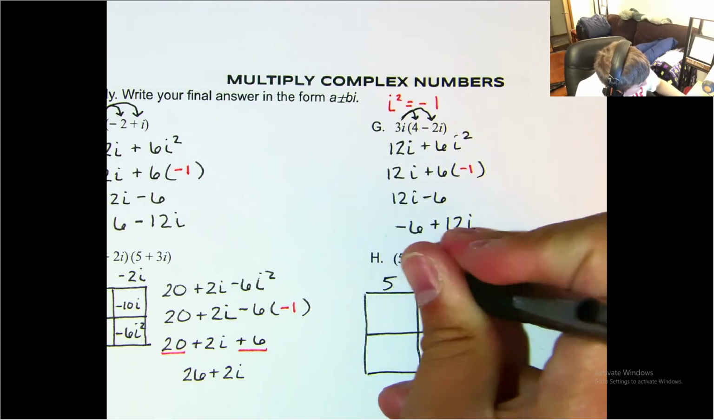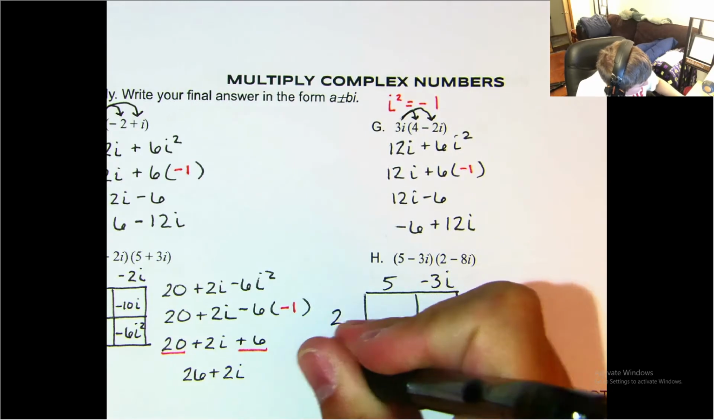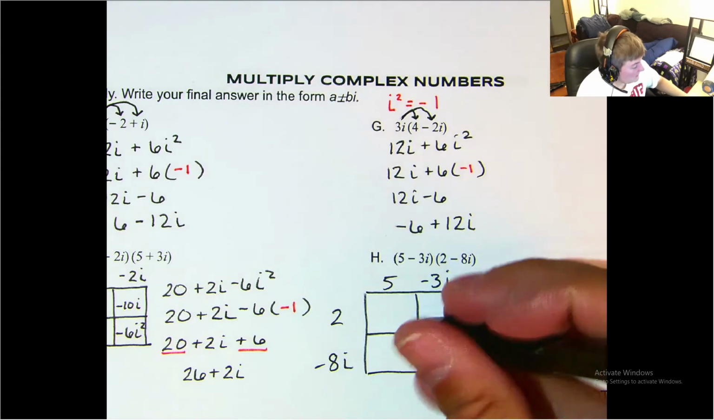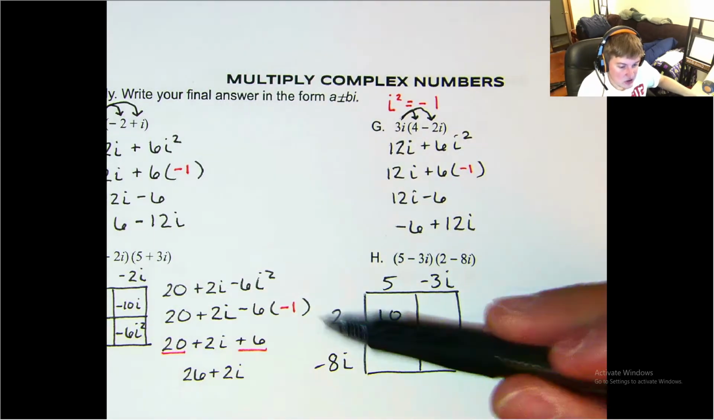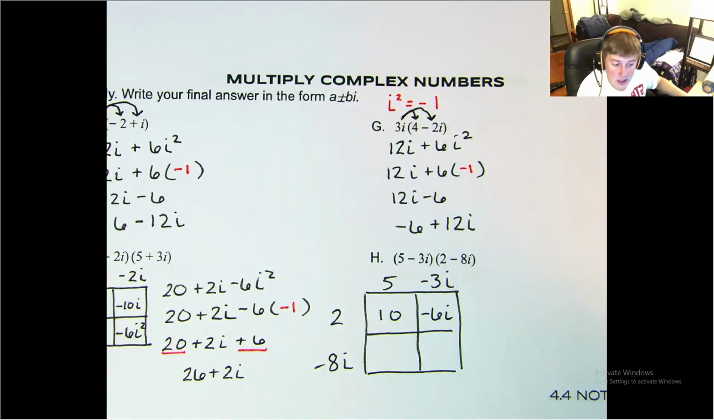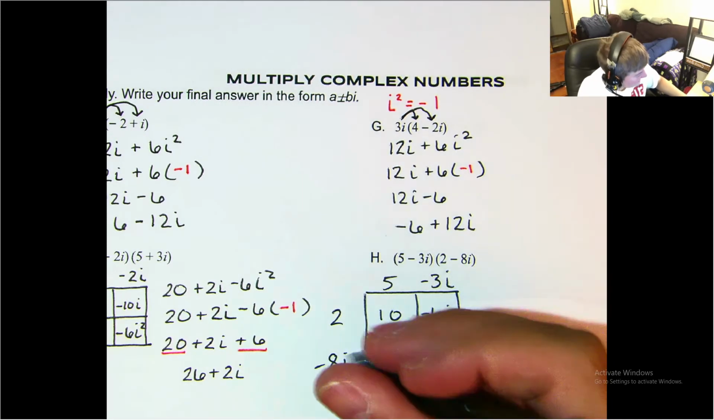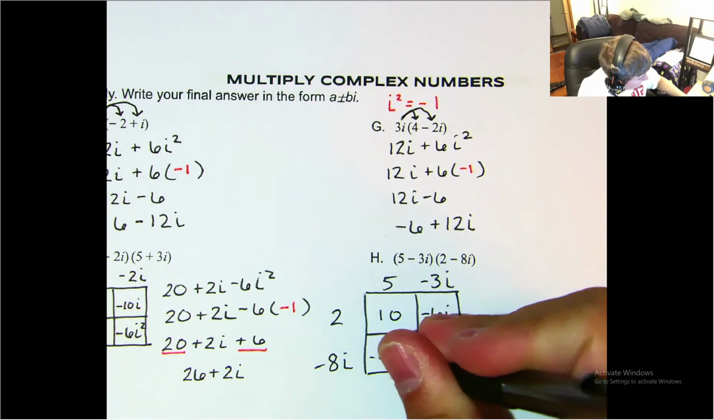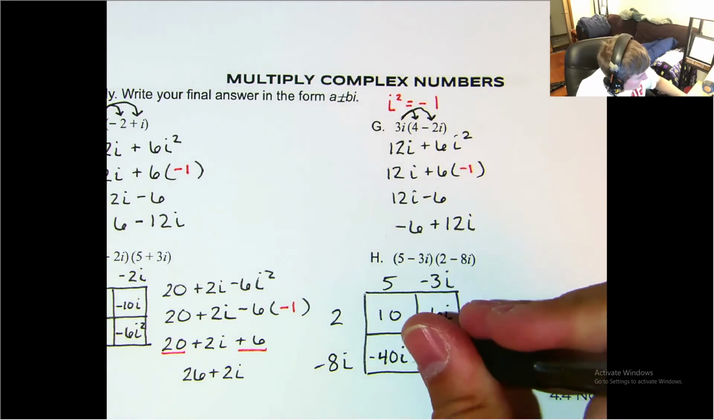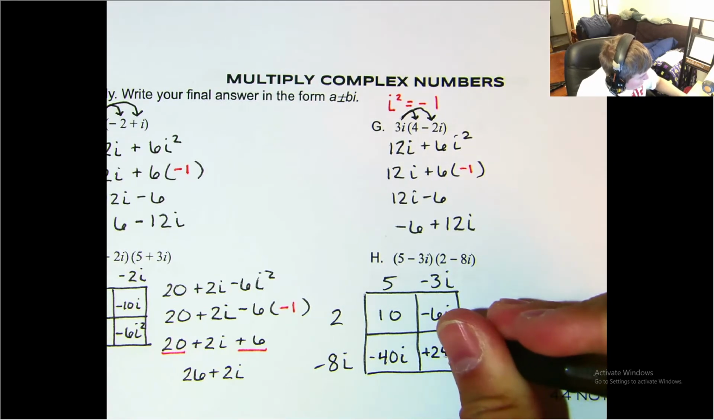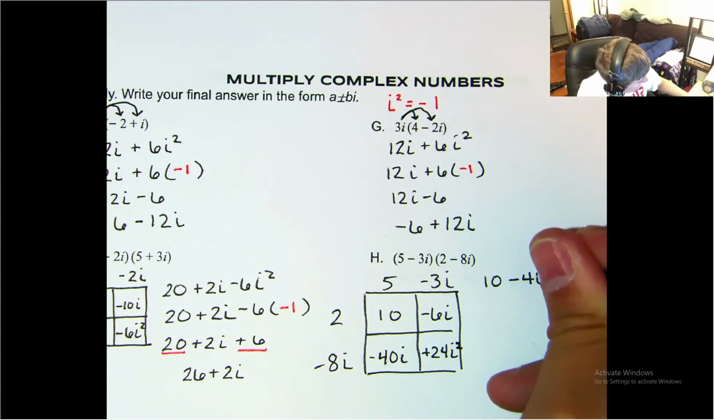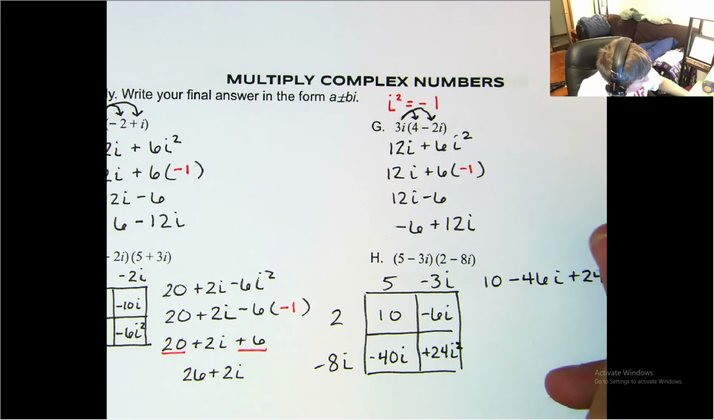5 minus 3i, 2 minus 8i. Okay, so then we're going to just multiply each here, so 2 times 5 is 10, and 2 times negative 3i is negative 6i. Okay, then we have 5 times negative 8, which is negative 40i. And then negative 8i times negative 3i, so negative times negative is going to be positive, 24i squared. Okay, so this is 10 minus 46i plus 24i squared.